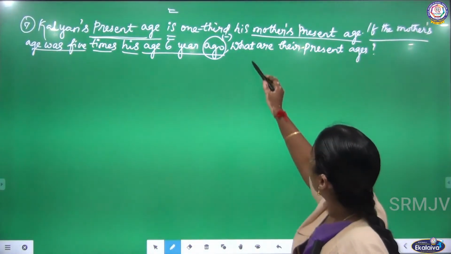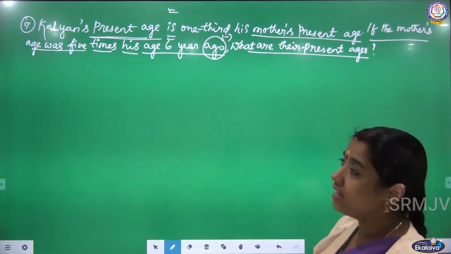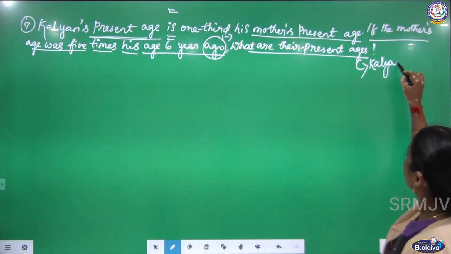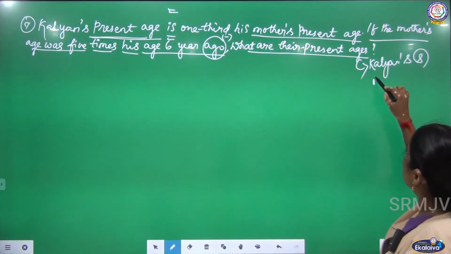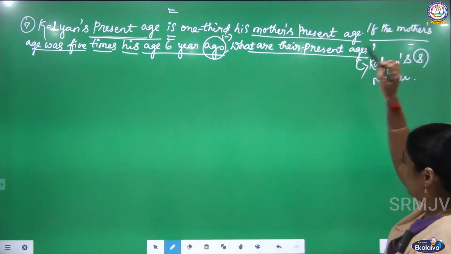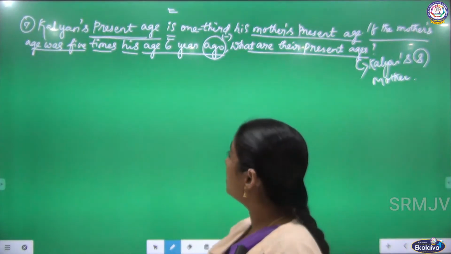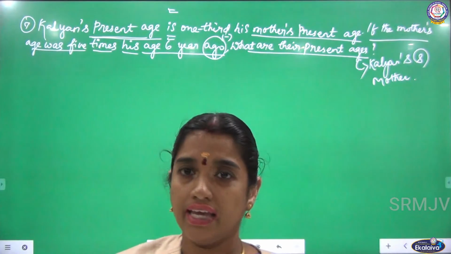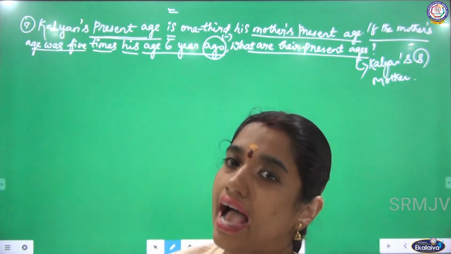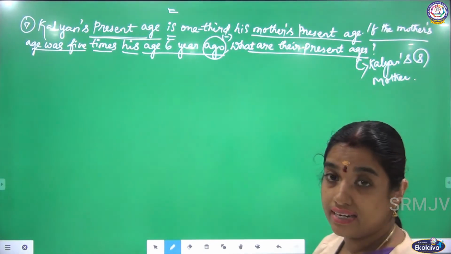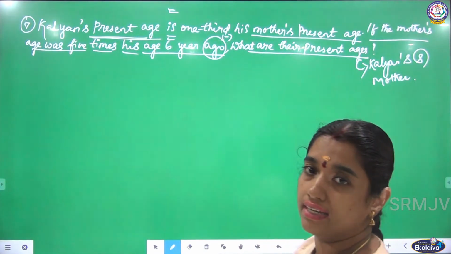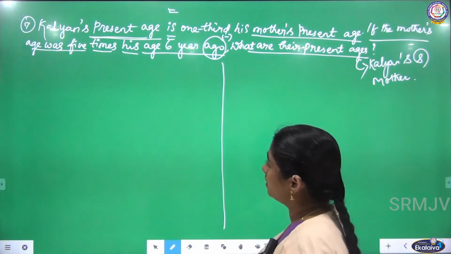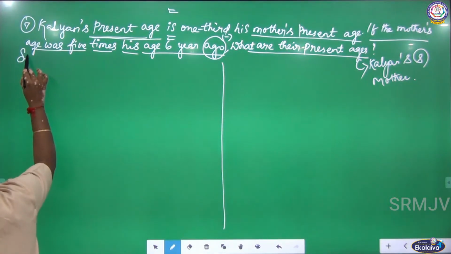Now, what are their present ages? I am going to find out the present age of Kalyan as well as Kalyan's mother. Is it clear, children? First, according to the given question, I am going to frame the equation and then solve it. After solving, I can get the present age of Kalyan as well as the mother. Got it? First, what is given in the question? Let me frame that equation. Listen. Solution.